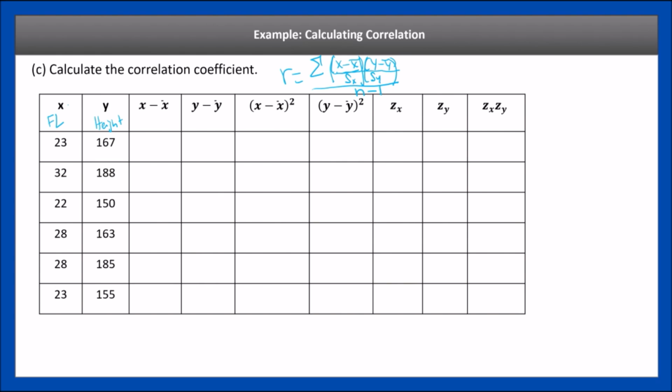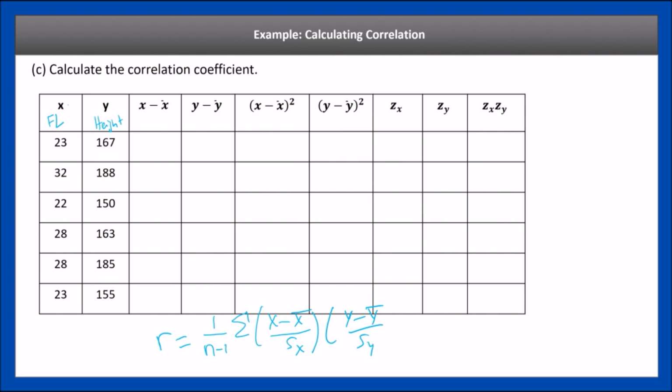So that means we have to calculate x bar, we have to calculate y bar, we have to calculate sx and sy. We got to calculate a lot of stuff in here. So let me rewrite this formula down at the bottom. Let me break this down. You might recall that to calculate the standard deviation, we need to do the square root of the sum of the deviations squared divided by n minus 1. So that's the formula for the standard deviation.